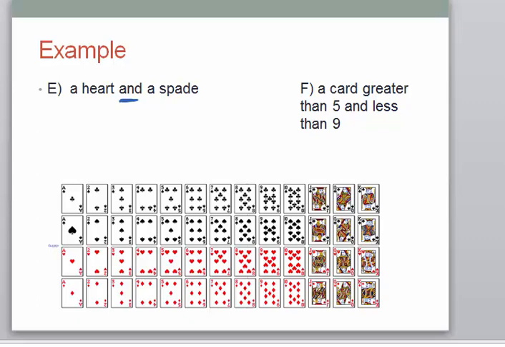Since it is not possible to select a card that has both a heart and a spade on it at the same time, then the numerator of our fraction will be 0 because there are 0 outcomes that are favorable. The denominator will remain 52 because there are 52 cards in the deck. And 0 divided by 52 is equal to 0. Saying the probability is 0 is basically saying that the event asked for is not possible.